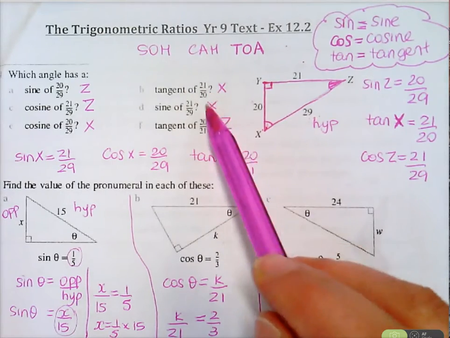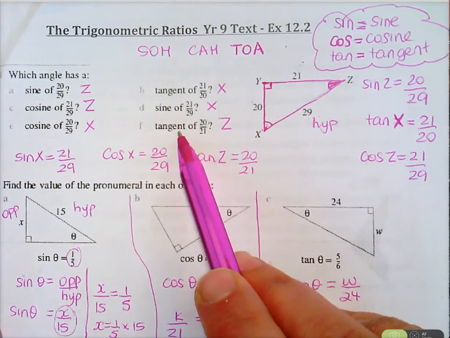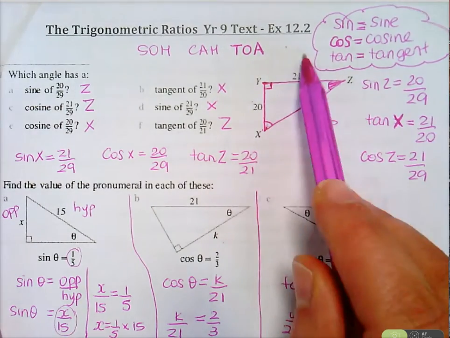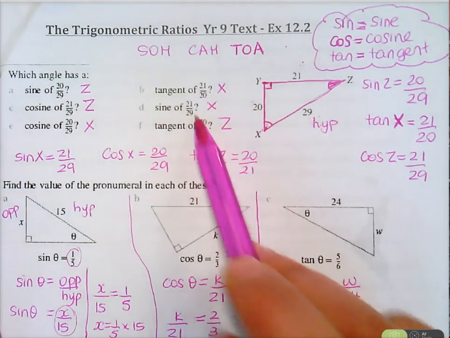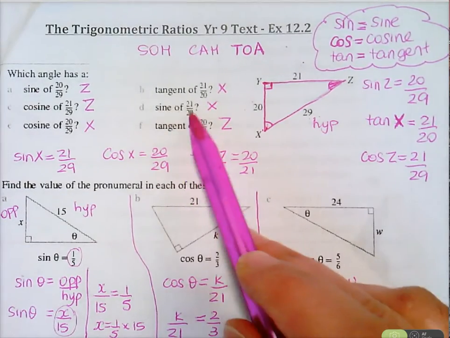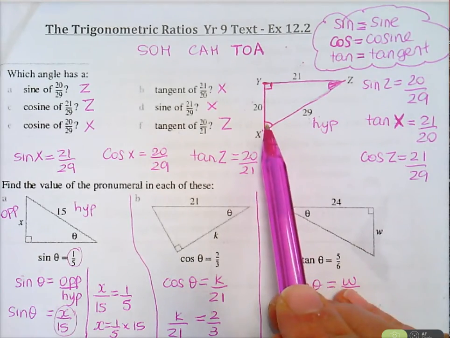Which one has a tan of 21 on 20? Is it going to be Z? Look at tan of Z, 20 over 21, so that's wrong. So that's the answer to that one. Tan of X is 21 over 20, opposite over adjacent. Do you get those? Do you get what they're asking? Which angle has a sine of 21 on 29? 21's got to be opposite, so it's got to be from here.